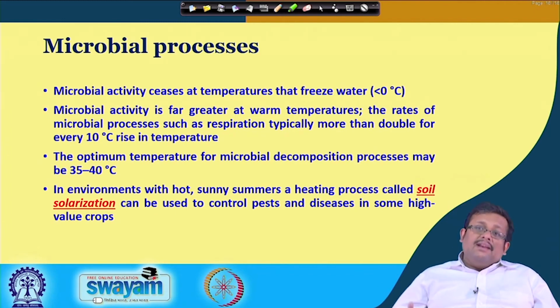So, if it is less than a certain temperature, you will see accumulation of more organic matter. That is why in the cooler hilly regions you will see accumulation of more organic matter, or in other words a lower rate of decomposition of organic matter. In environments with hot and sunny summers, a heating process called soil solarization can be used to control pests and diseases in some high value crops. We have already seen soil solarization in the last slide.